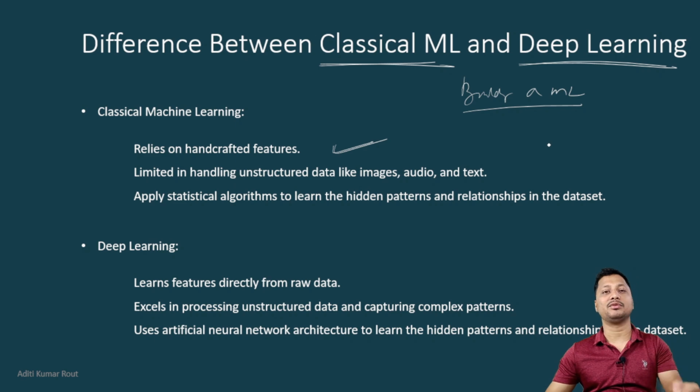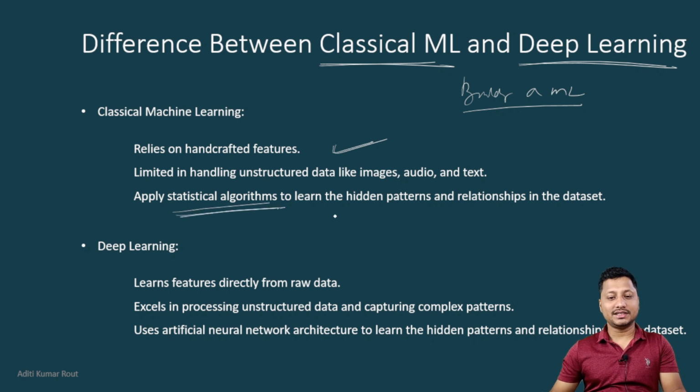From an interpretability point of view, classical machine learning is good. Most classical machine learning algorithms use statistical methods to learn the hidden patterns or relationships in the data set. Statistical algorithms are the foundation for learning hidden patterns from the data.